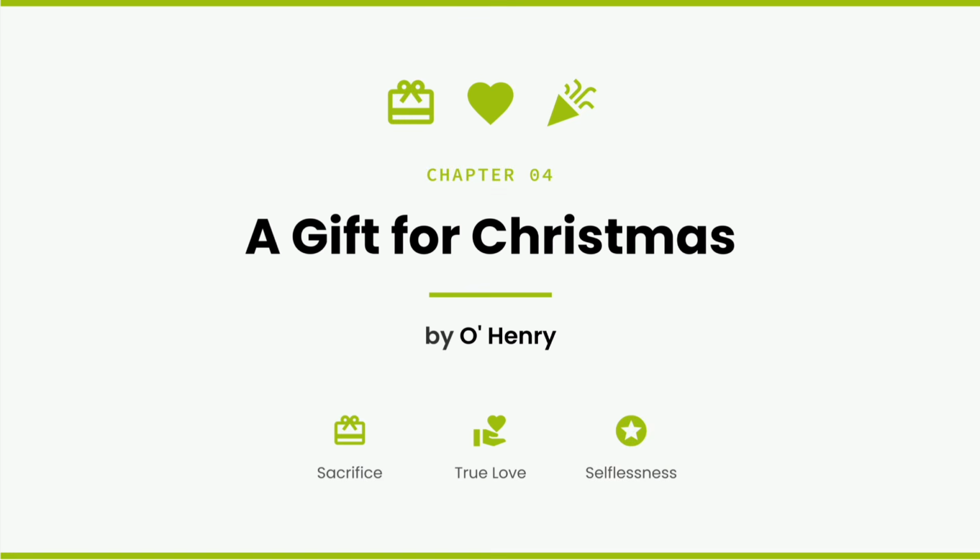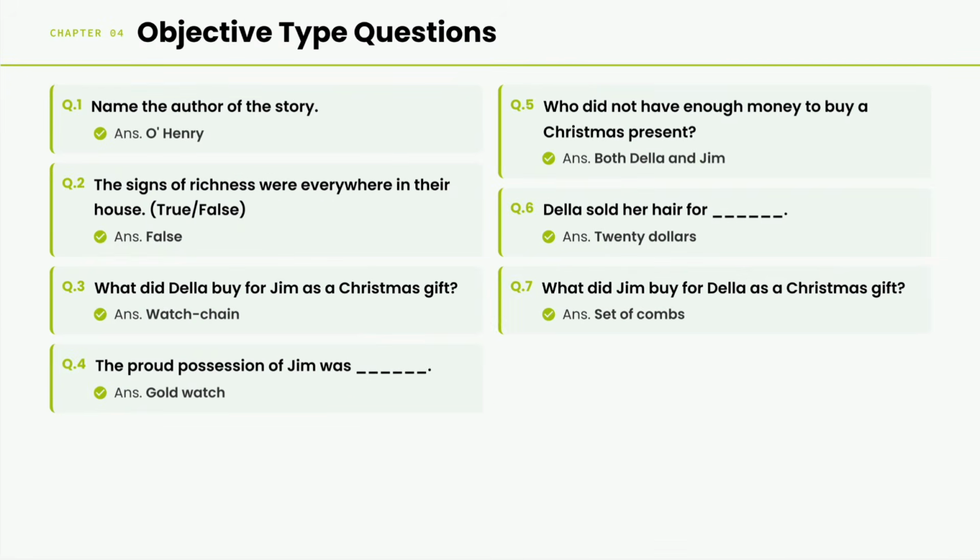Now let's move to chapter 4. A gift for Christmas by Henry. This beautiful story shows the true meaning of love and sacrifice. Objective questions from chapter 4. Question 1. Name the author of the story. Answer. Henry. Question 2. The signs of richness were everywhere in their house. True or false? Answer false.